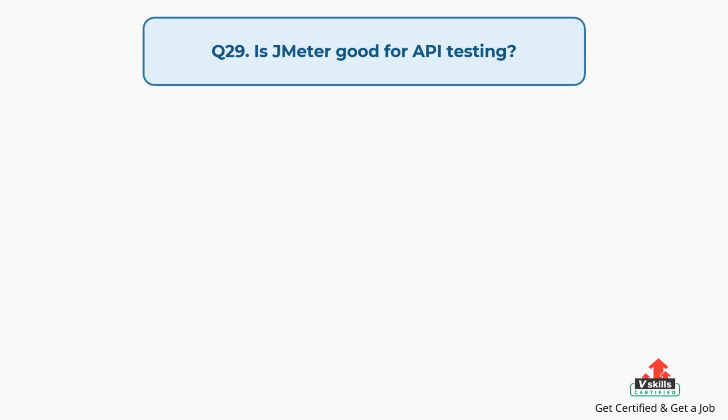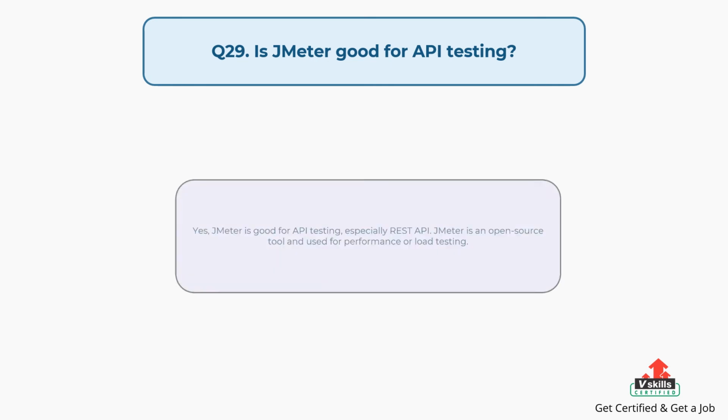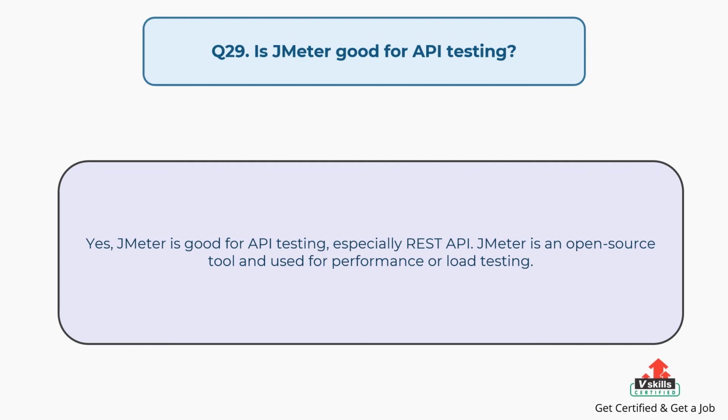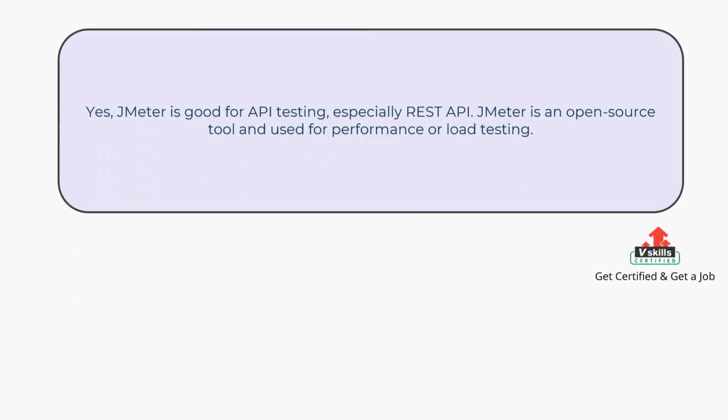Question number 29. Is JMeter good for API testing? The answer is yes, JMeter is good for API testing, especially REST API. JMeter is an open-source tool and used for performance or load testing.